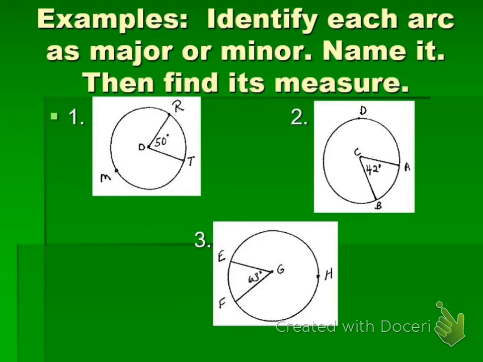So on each of these, we have 2 different arcs. Anytime you have one arc, there are actually at least 2 different ones. So for each of these, we will have a major arc, we will have a minor arc, and we will be able to find both of their measures. On number 1, let's start with the minor arc.